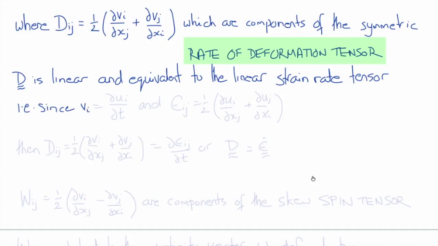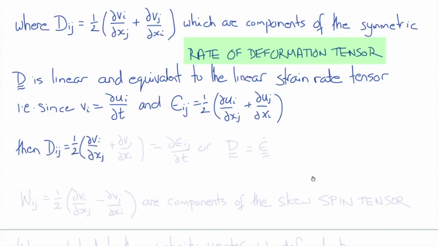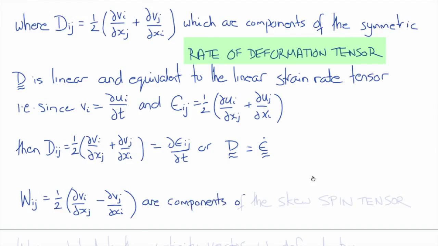In other words, since Vi is ∂Ui/∂t, and epsilon ij, the Cauchy strain tensor, is 1/2 (∂Ui/∂xj + ∂Uj/∂xi), then that means that Dij, which is 1/2 (∂Vi/∂xj + ∂Vj/∂xi), will be the same as ∂εij/∂t, or in tensor direct notation, D is equal to ε dot. The components of W are 1/2 (∂Vi/∂xj − ∂Vj/∂xi), which is skew symmetric.